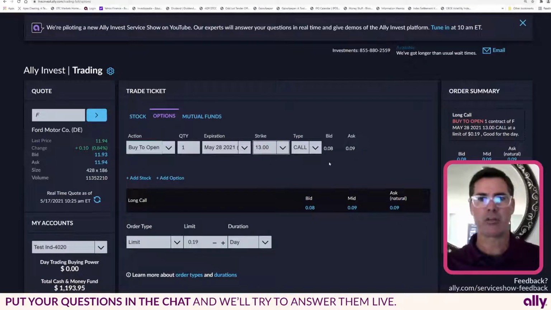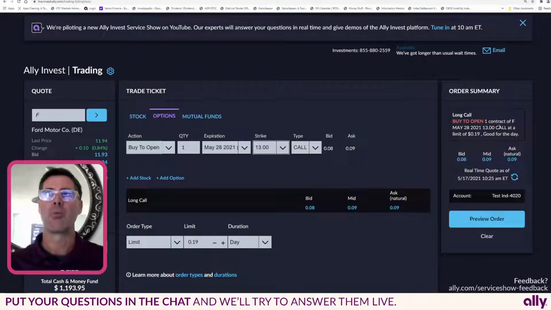So the trade ticket on the right here is already pre-populating to make that purchase for us. Buy to open one Ford option expiring next week at $13. Good for the day, which we explained means that order will only be good for today. So let's preview that order.